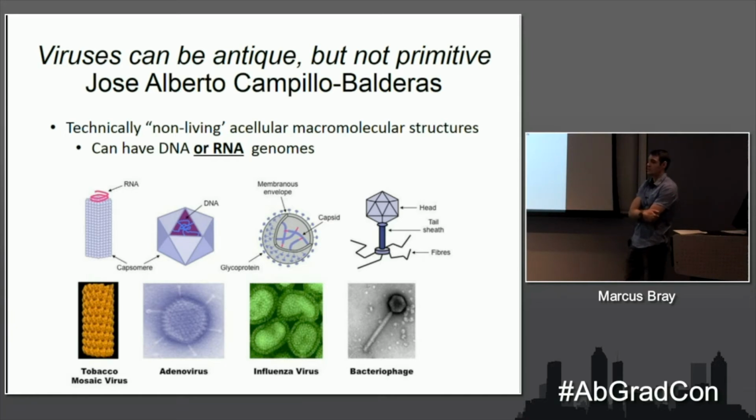These things that are technically non-living acellular life forms have genomes that are not only DNA like all cellular life, but also RNA. And so trying to pinpoint how these things evolved, why they evolved, is a very interesting question in terms of life as we know it, or as we may not.